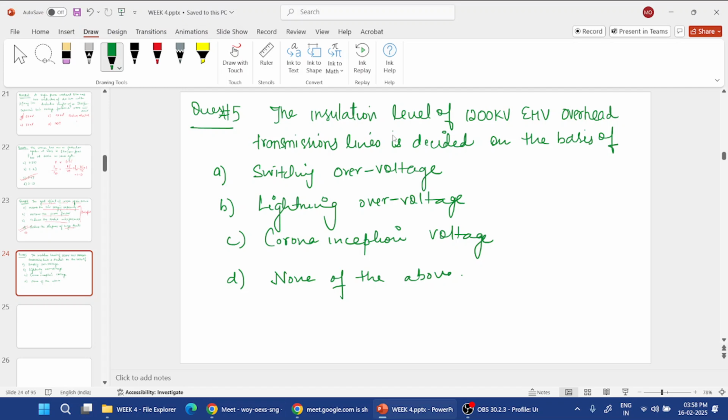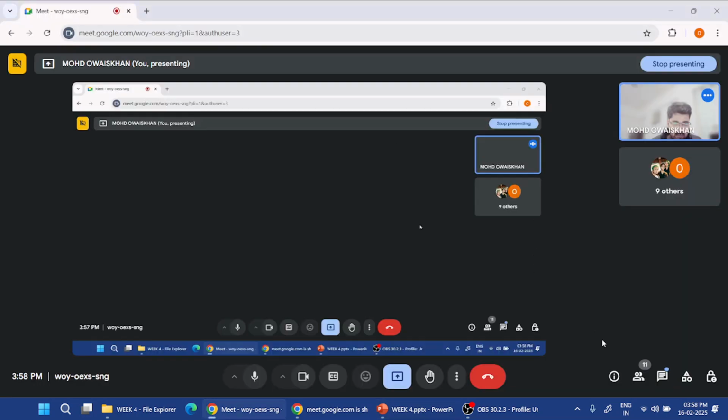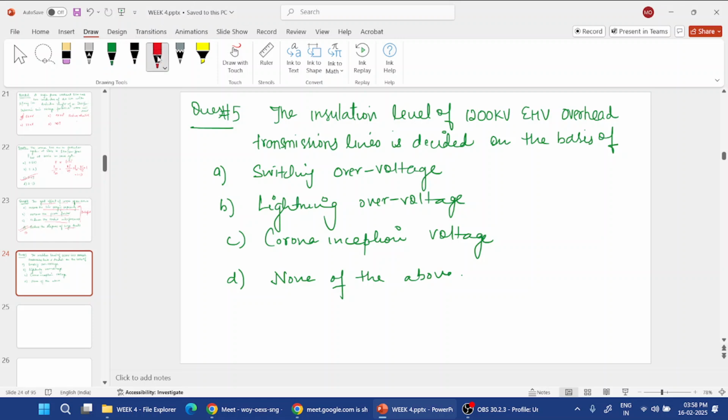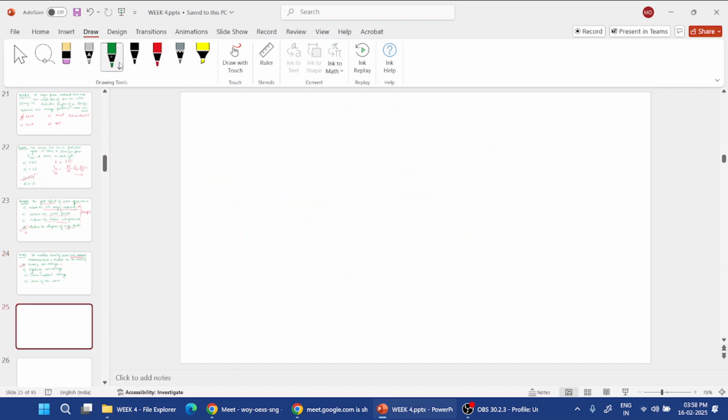Okay, I think none of you have sent me an answer. Three. Yes, correct. Whenever we decide the insulation level of EHV, extra high voltage, we always decide the insulation on the basis of switching overvoltage, never using the lightning overvoltage. Okay, this is one of the important things.